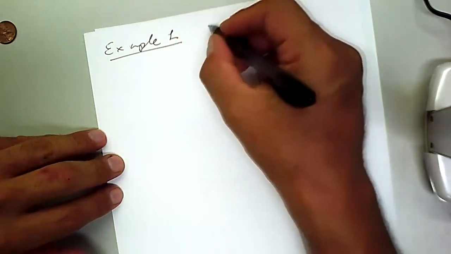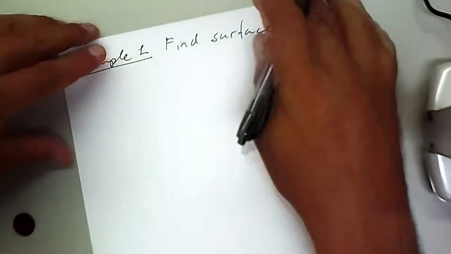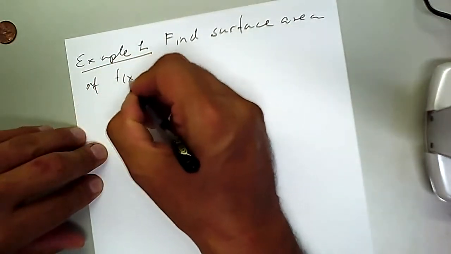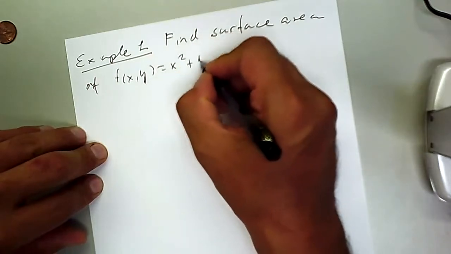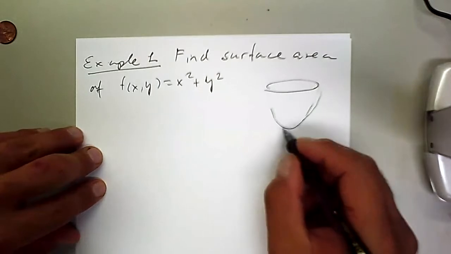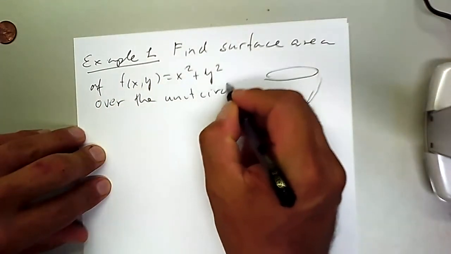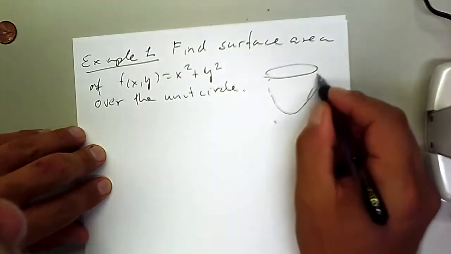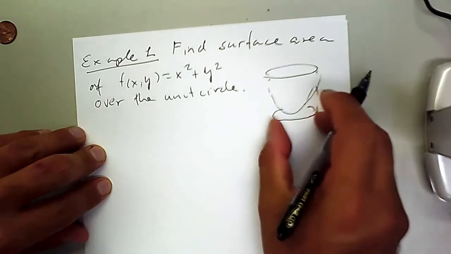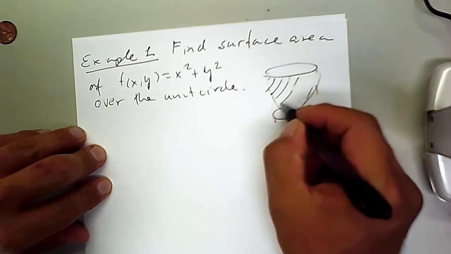Example 1, we want to find the surface area of f of x, y equals x squared plus y squared. So that is a regular paraboloid over the unit circle. So pretend you got the unit circle down here, and then stretch that unit circle over the surface. We want to find this area.